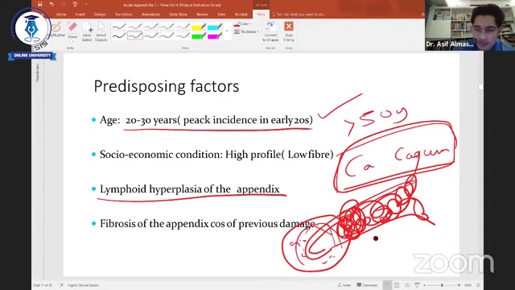McBurney's point, and this is the point of maximum tenderness. Robson sign. What happens is, in case of acute appendicitis, usually the inflamed appendix is over here, right? But if you press somewhere around here, the intestine or the abdominal contents will be shifted, and they will push the inflamed appendix, and this will cause pain. This sign is called Robson sign.